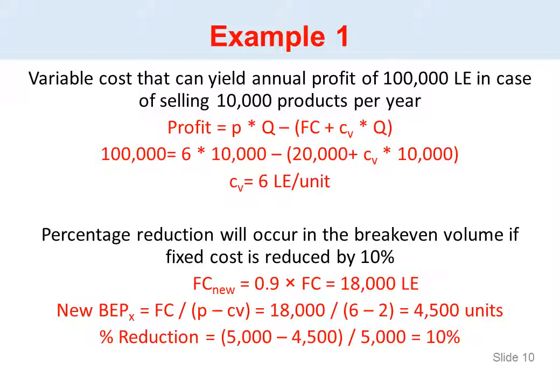The next question is what percentage reduction will occur in break-even volume if the fixed cost is reduced by 10%. Now the new fixed cost is 0.9 of the original fixed cost. Substitute in the equation to find the break-even point or break-even volume. You get 4,500 units. The reduction is the difference between this one and the one before, which is 5,000. The reduction is 10% also.